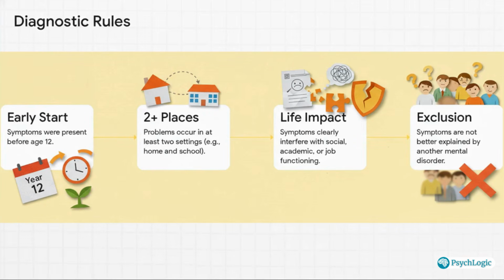First up, early start. A bunch of these symptoms have to have been there before the age of 12. This tells us the issue is developmental, not just a reaction to stress last year. Second, it has to pop up in 2 or more settings. If a kid is only hyper at home but is perfectly focused at school, that probably points to something else. Third, real-life impact. This is the so what test. If the symptoms aren't causing actual problems with school or work or friendships, it's not a disorder. And finally, a clinician has to make sure that these symptoms aren't better explained by a different condition.